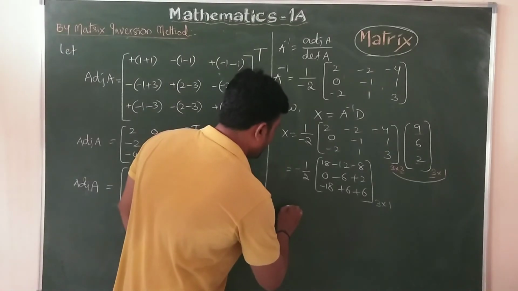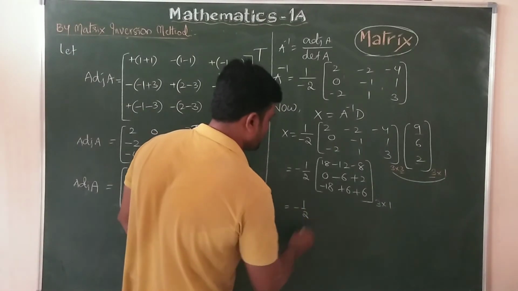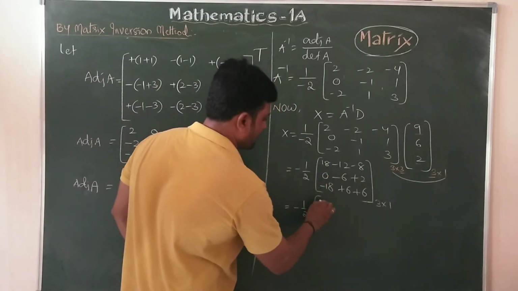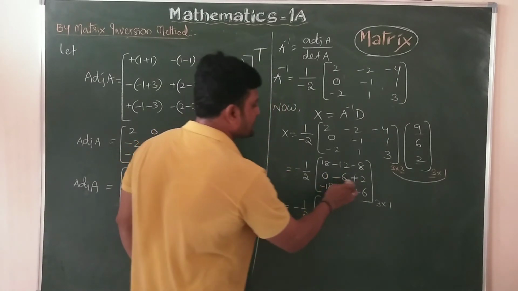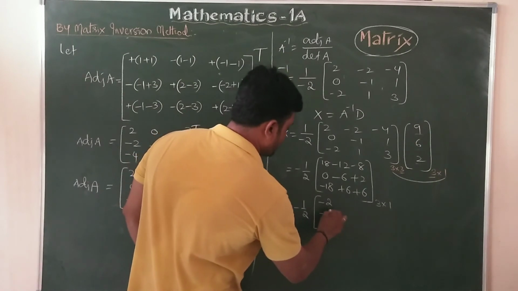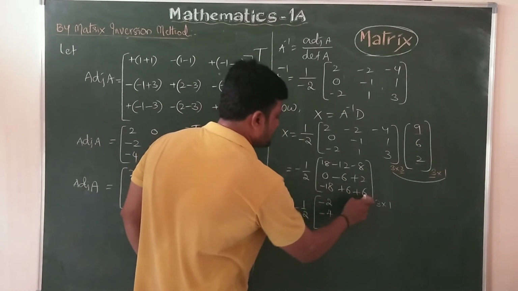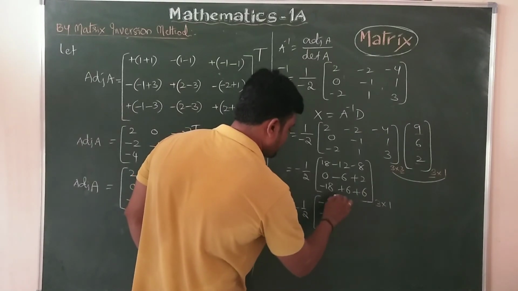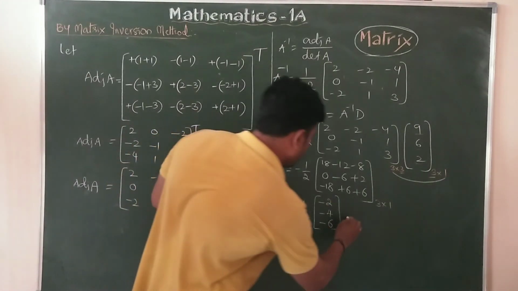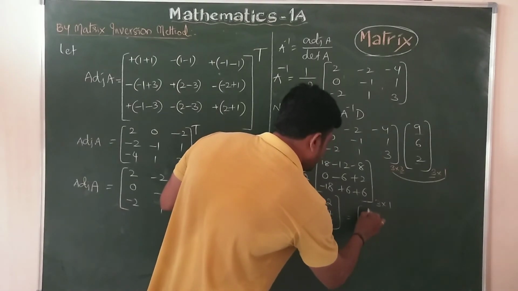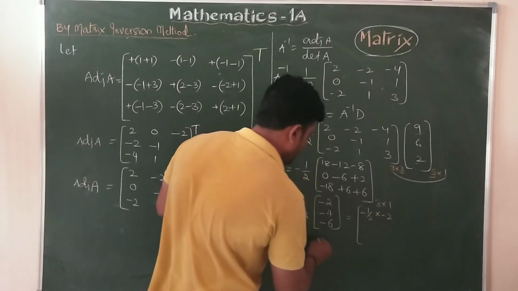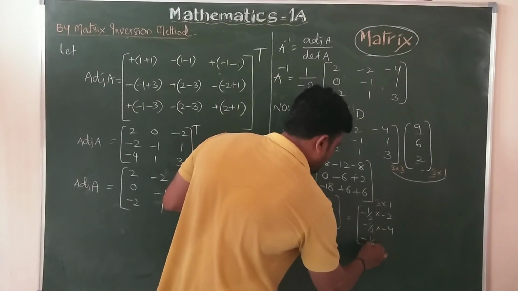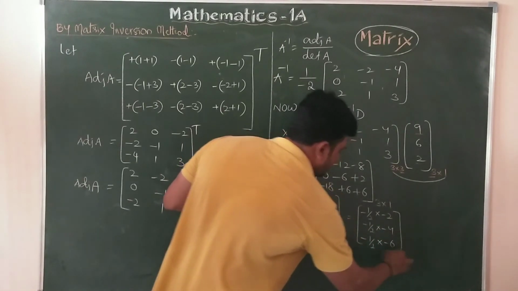Now here minus 1 by 2, 18 minus 20 is minus 2, minus 6 plus 2 is minus 4, minus 18 plus 12 is minus 6. Okay. Now we can multiply. Now here minus 1 by 2 into minus 2, minus 1 by 2 into minus 4, minus 1 by 2 into minus 6. Yes sir. Okay.